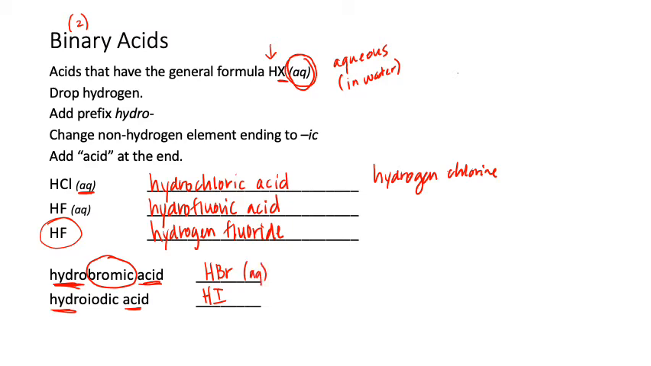And when you write these out, when you're going from the name to the formula, I would still also include parentheses (aq). However, because we know it's an acid, you can just write HBr or HI. That should be fine also.